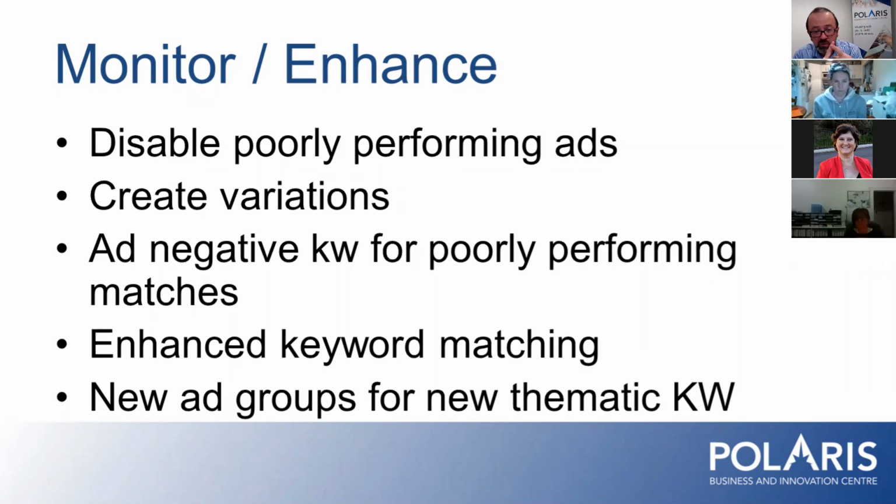Add negative keywords for poorly performing matches. So I just showed you how I do that. Enhance keyword matching. If I see phrases that are being searched for repeatedly, then I will create better matches for those to improve my ad quality. If I'm seeing a whole new theme of searches popping up, then I'll actually create a new ad group specifically targeted at those searches. And this is how my ad account evolves over time. And everyone's ad account should be the same. It's not just to switch it on and forget it.